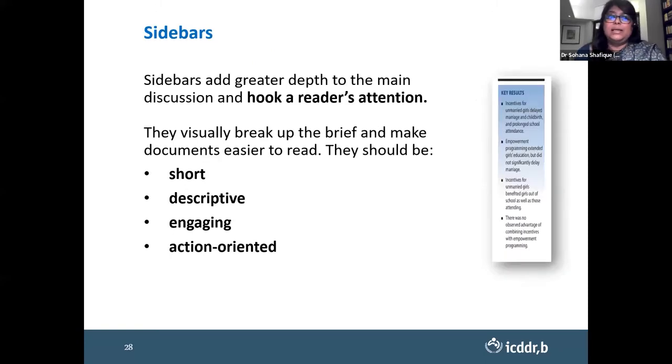Sometimes you can use sidebars. In some policy briefs, you can use sidebars for highlighting the key results, to hook the reader's attention. It can add greater depth to the main discussion. Readers can go directly to the key results and then come back to the main results section if they want more detail on a particular result. Sidebars visually break up the brief and make documents easier to read. They should be short, descriptive, engaging, and action-oriented.